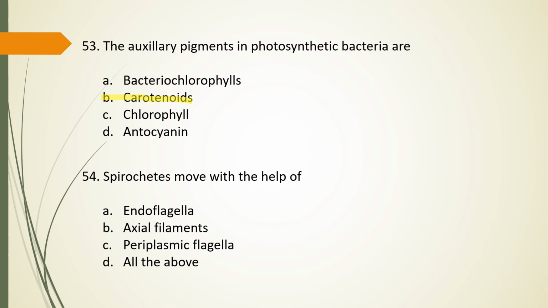Question number 54. Spirochetes move with the help of option A, endoflagella, B, axial filament, C, periplasmic flagella, D, all the above. The correct answer is option D, all the above. Spirochetes move by rotating their endoflagella, which are located in the periplasmic space between the inner and outer cell membrane. They rotate the endoflagella to create a corkscrew motion that propels the cell forward. And these bacteria have lengthwise flagella called axial filaments.